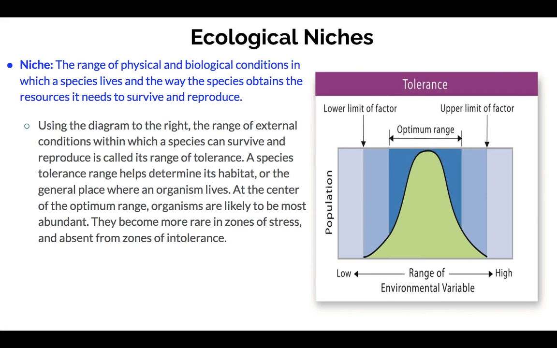Niche kind of depends on where you live. You can say it many different ways. I'm probably going to change up the way I say it throughout this lesson, but I'm going to start with niche. So a niche is the range of physical and biological conditions in which a species lives and the way the species obtains the resources it needs to survive and reproduce.